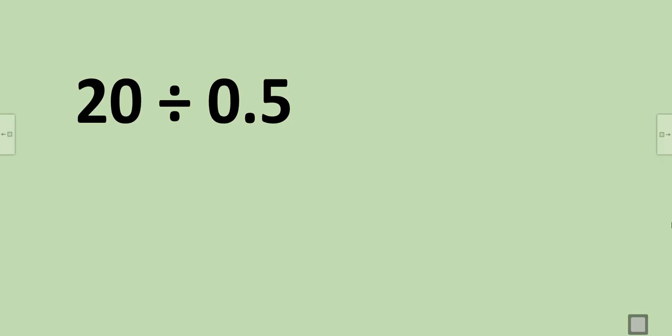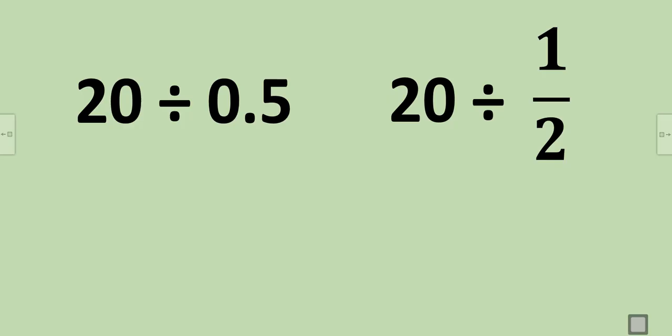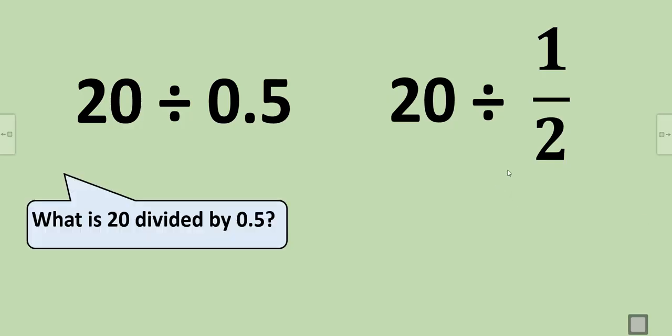Okay, now let's move on to another example. So let's look at 20 divided by 0.5. So we're now looking at a number that is smaller than 1, less than 1. 20 divided by 0.5, and hopefully most of you will recognise 0.5 as a half, so it's like saying 20 divided by a half. And again, let's think about language. What is 20 divided by 0.5? So that's really what that is saying in mathematical language.